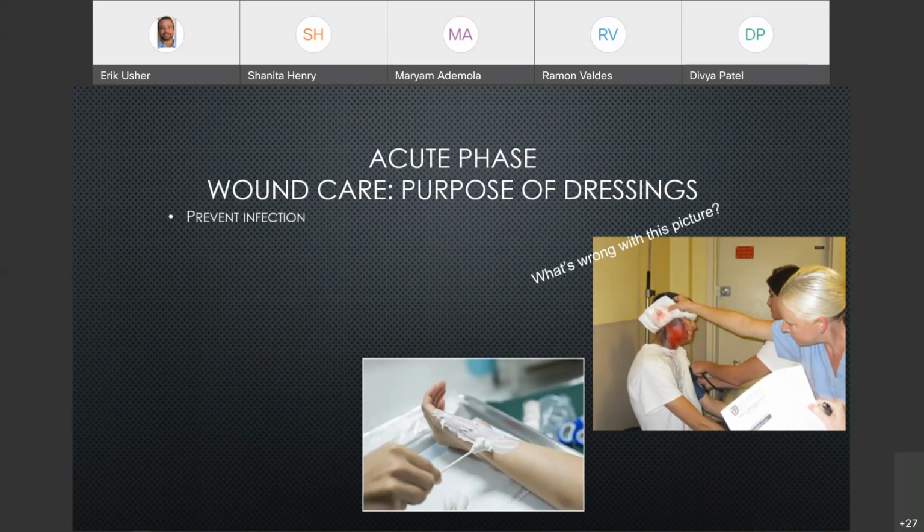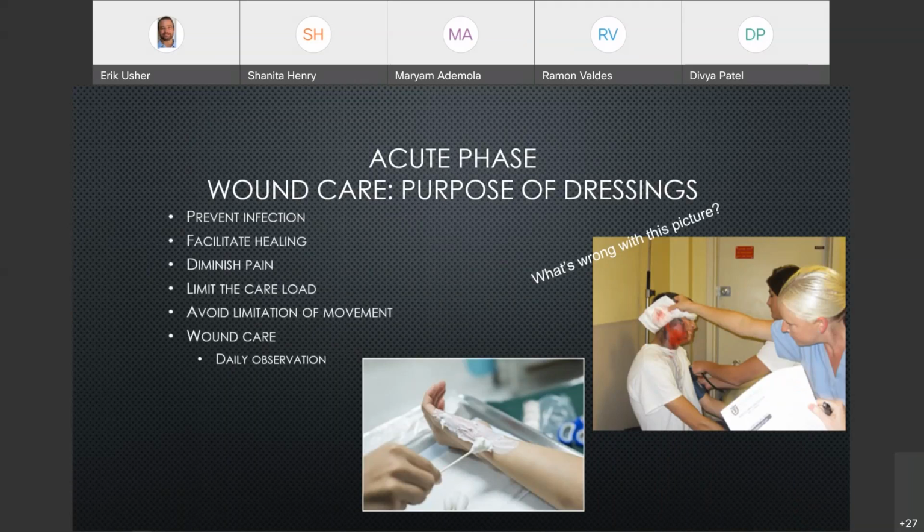So the purpose of dressings: 1, it prevents infection. 2, it facilitates healing. 3, it diminishes pain. And it limits the care load. Avoid limitation of movement and wound care. So we do daily observations, we assess them, cleaning, debridement, and dressing reapplication.